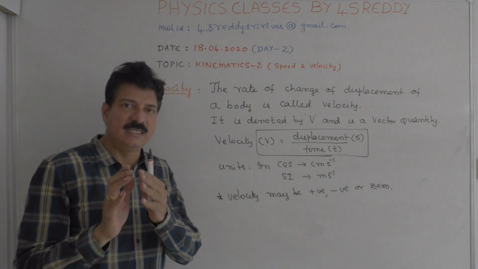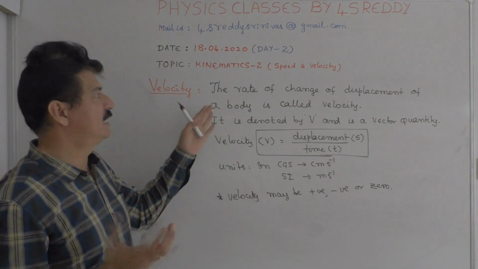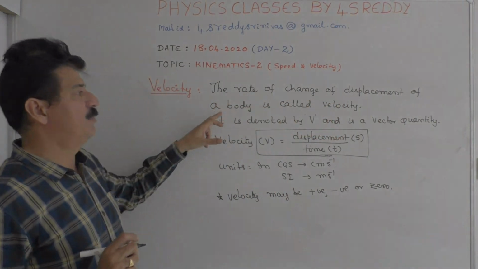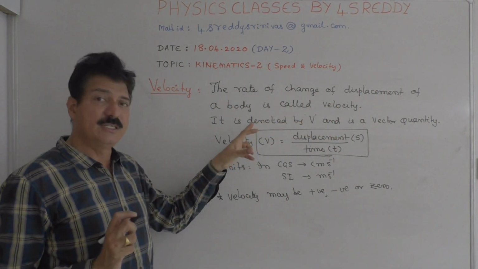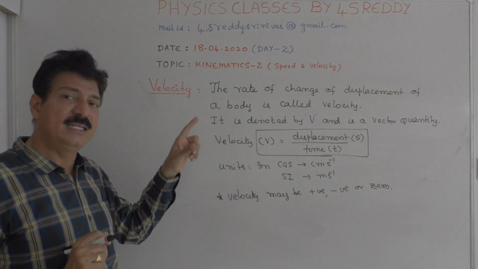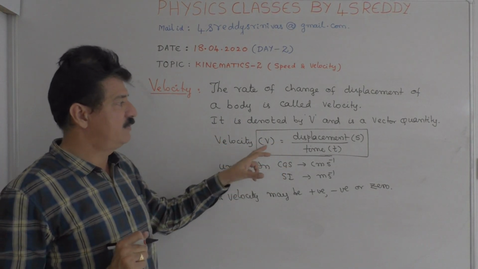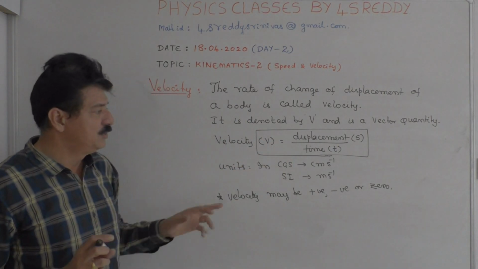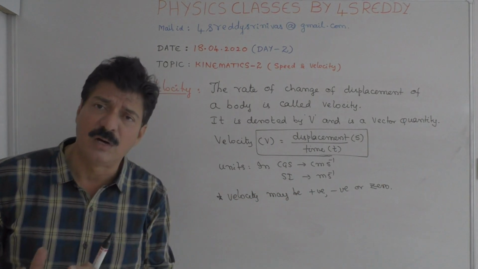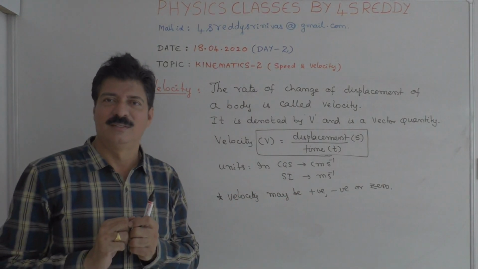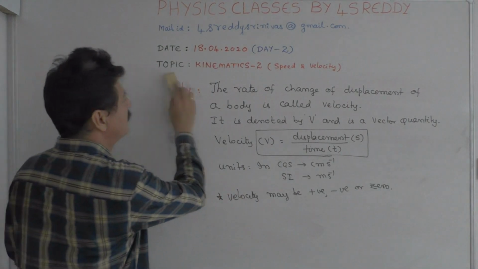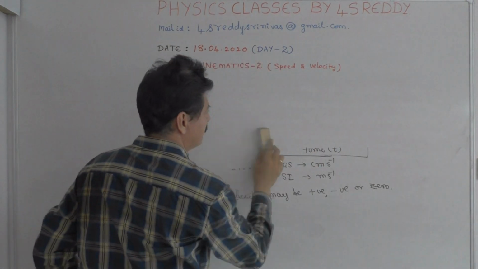Because distance is related with speed, displacement is related with velocity. That means the rate of change of displacement of a body is called velocity. It is denoted by V and is a vector quantity, whereas speed is a scalar. Velocity V is equal to displacement by time, with units in CGS and SI. It may be positive, negative or zero. Got the point here?